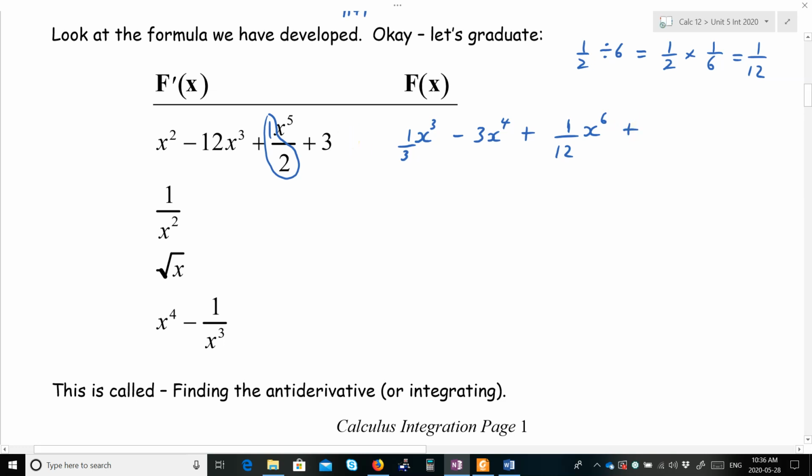Okay, and that's 3x to the 0, so it becomes x to the 1, and then 3 divided by 1 is still 3. So that's what happens with those constants. And then, of course, we need plus any constant on the end.